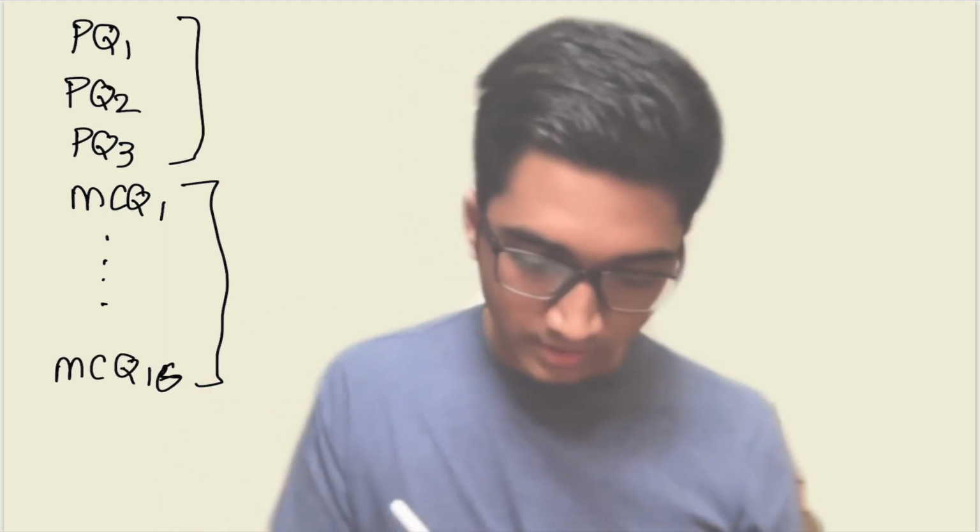Well, the strategy I'm proposing is this. You can look at the quiz as 2 chunks. The first chunk will be multiple choice questions and the second chunk will be programming questions. So let's just call them programming question 1, programming question 2, and programming question 3. And then we have MCQ 1 all the way down to MCQ 16. You have these and you have these. So these are 2 sections.